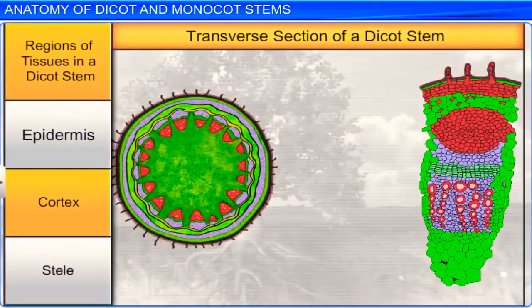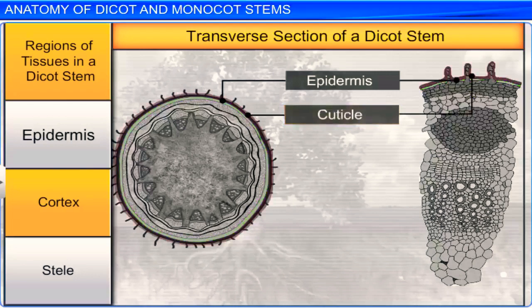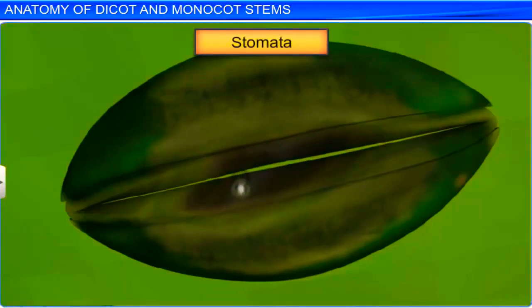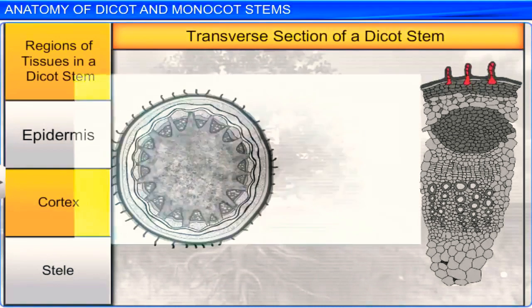The outermost layer of the stem, or epidermis, consists of a layer of closely packed cells and is covered with a thin waterproof layer called the cuticle. The epidermis also contains stomata and hair-like outgrowths known as trichomes.